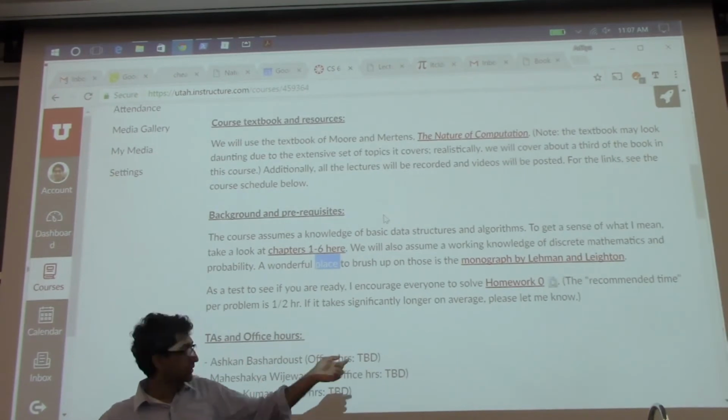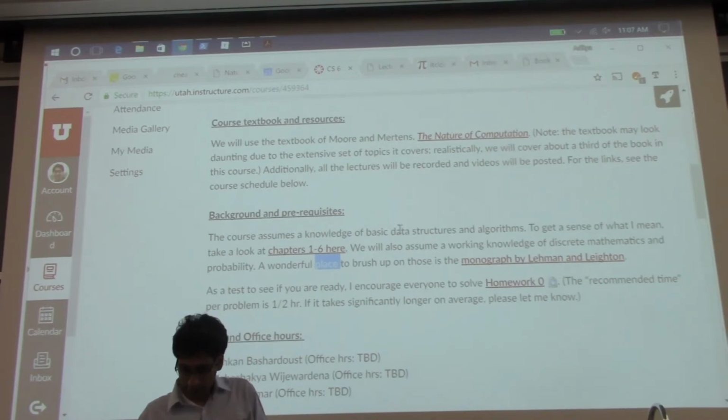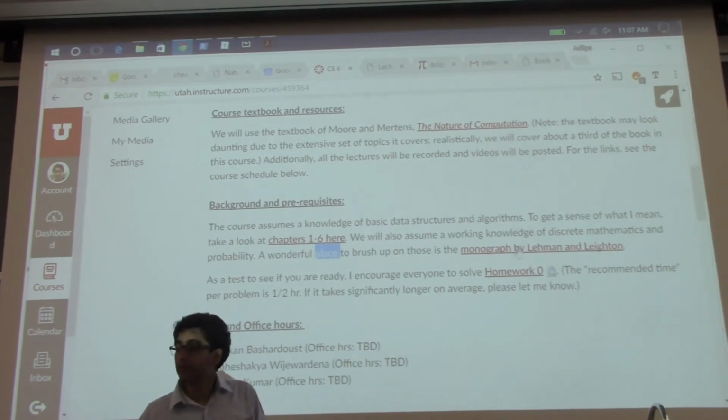And for discrete math, there's a very cool book by Leighton and Lehman. That's also available online, so I have a link to this.